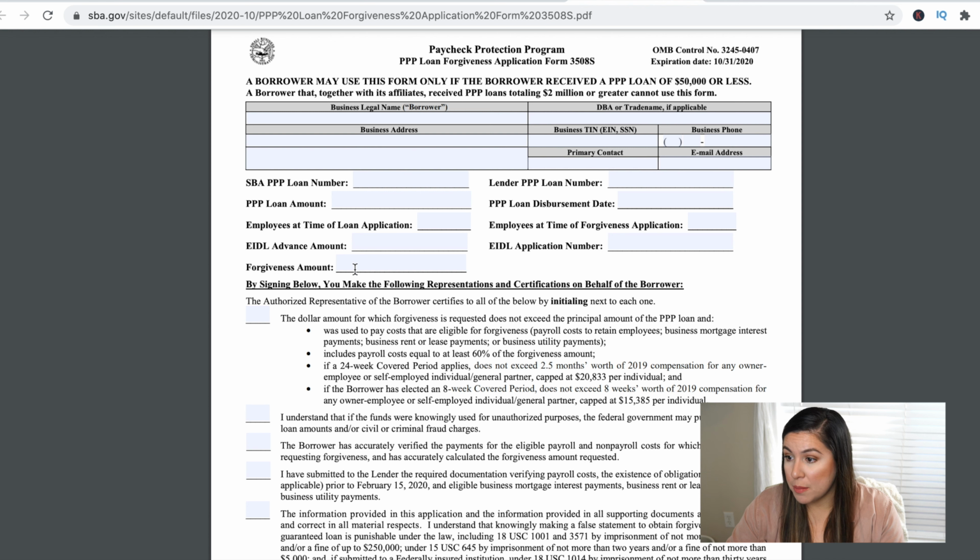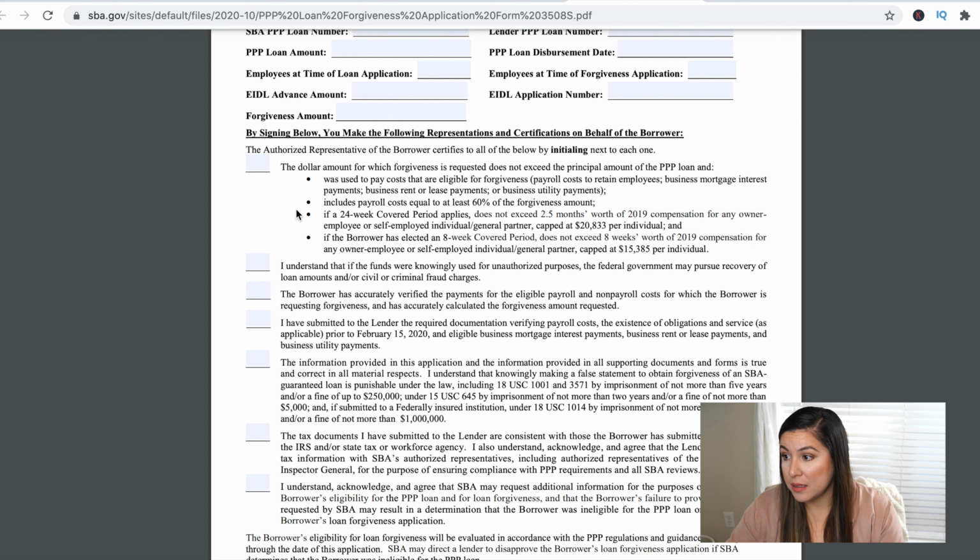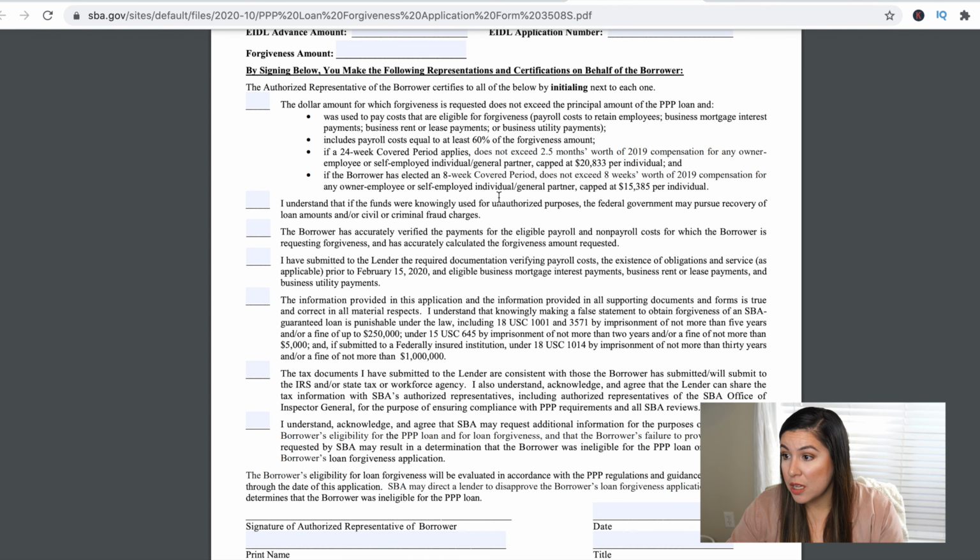Your PPP disbursement date and the number of employees that you have currently, and then your EIDL application number. And then here you're going to put your forgiveness amount. Now remember, this isn't just I want my whole amount forgiven, I'm gonna put that there. You still wanna make sure that you have the correct calculation because at the end of the day, you're still responsible for that amount. And then the majority of this application is just your certification.